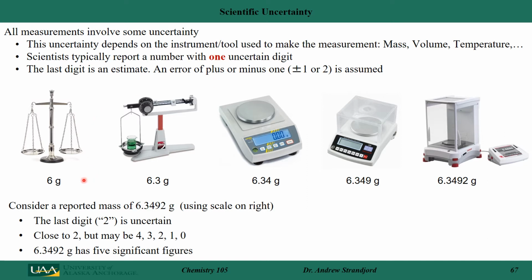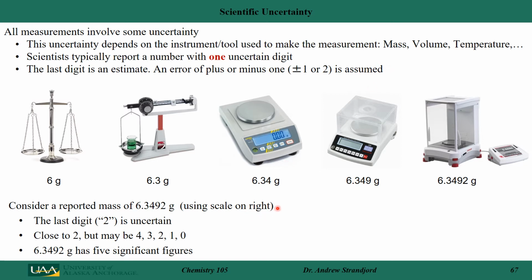So if I were going to report the first measurement in an article, I'd write 6 grams. If I were going to report the last one, I'd report 6.3492 grams. That last digit, the 2, is actually the error, the uncertainty in the measurement. We typically say that it's plus or minus 2 is assumed.